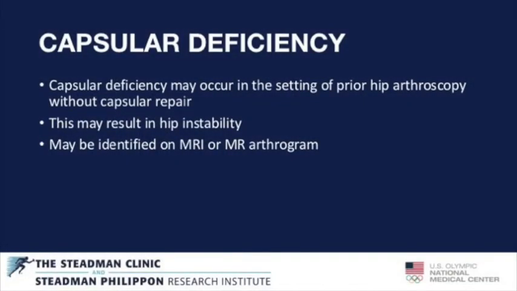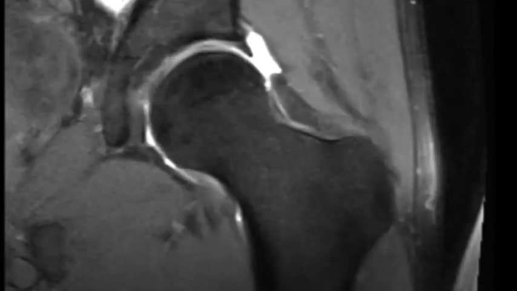Capsular deficiency may be identified on MRI and can occur in the setting of a patient with a prior hip arthroscopy with inadequate capsular closure or without attempted capsular closure. These lesions can be clinically associated with hip microinstability, although gross instability has also been reported. Non-contrast MRI as well as MR arthrography may be utilized to assess capsular integrity. Here is an example of a capsular defect identified on an MR arthrogram.